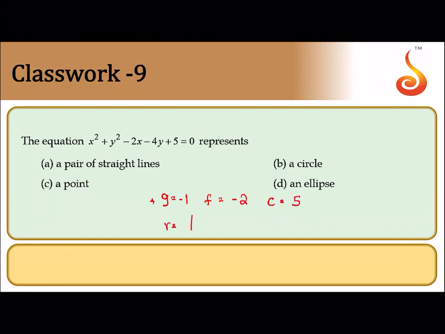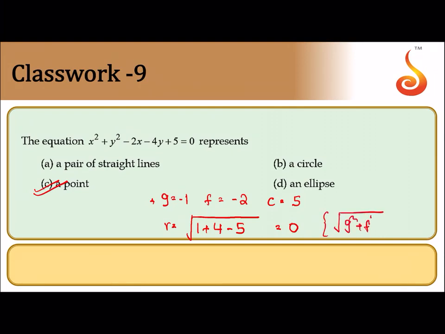So what is the c value? C value is equal to 5. So if we talk about the radius, it is under root of g square plus f square minus c, which means 1 plus 4 minus 5. So radius is coming out to be 0. So when radius is 0, it will be a point circle.